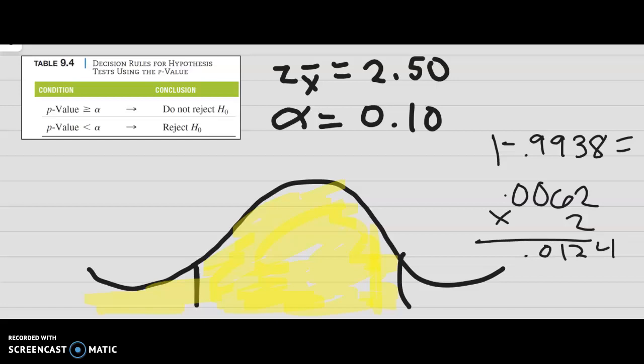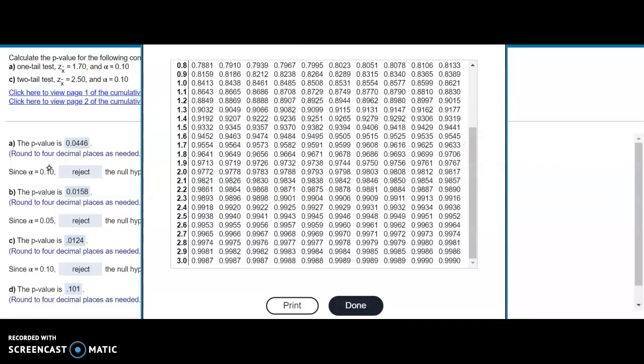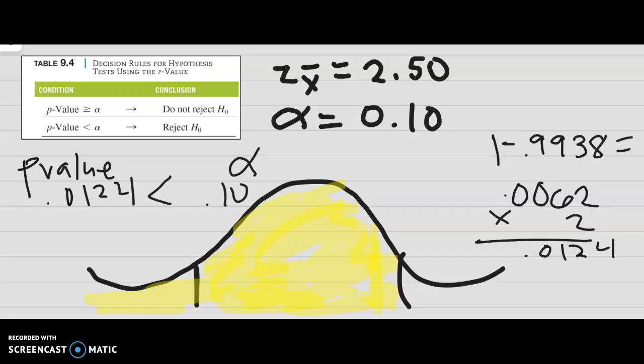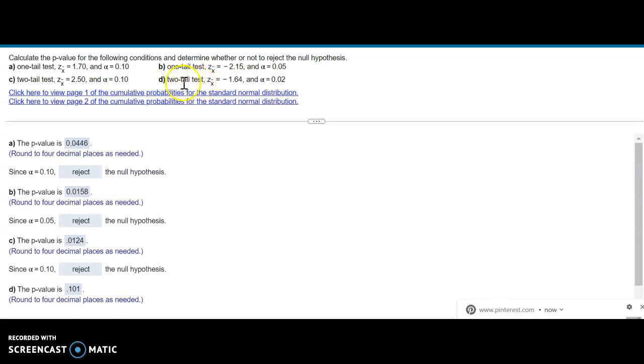Okay, so now we can compare our p-value of 0.0124 to our alpha value of 0.10. Well, clearly our p-value is less than our alpha value. And what do we do if that's the case? Then we will reject.